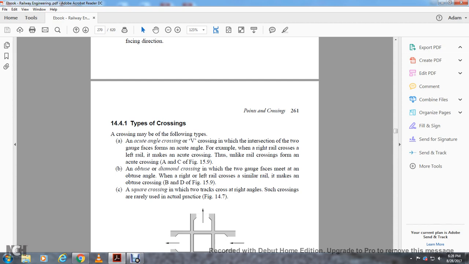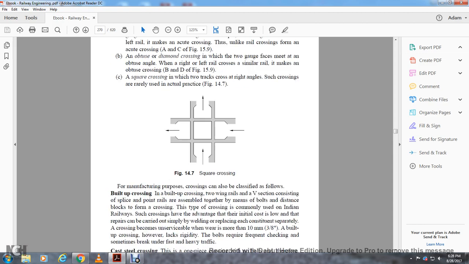Square crossing. The two tracks cross at a right angle. Such crossings are rarely used in practice. Figure 14.7 shows the square crossing.